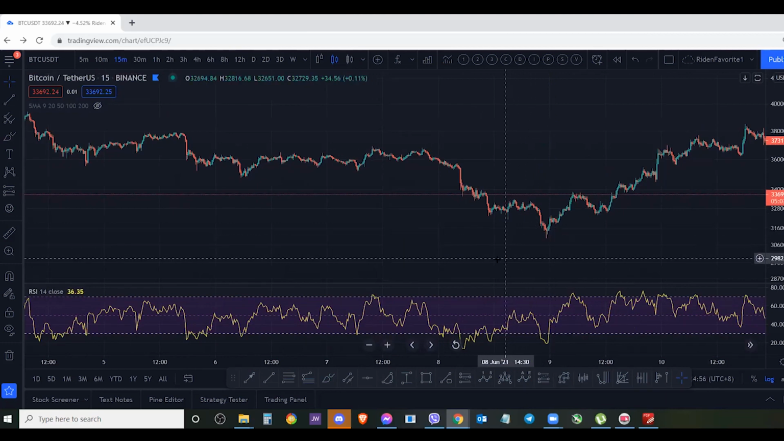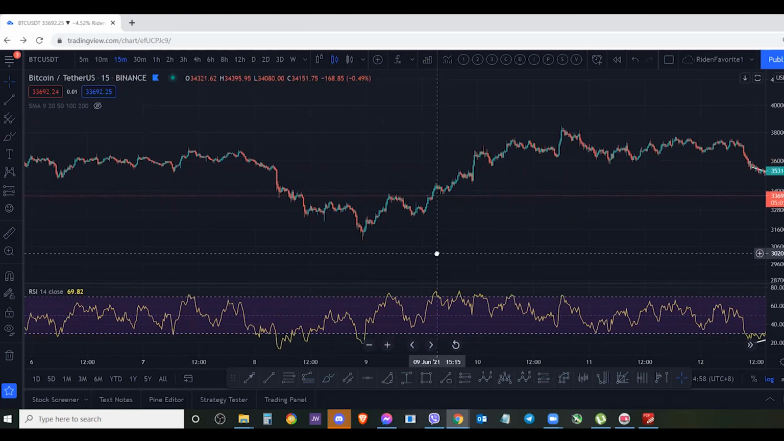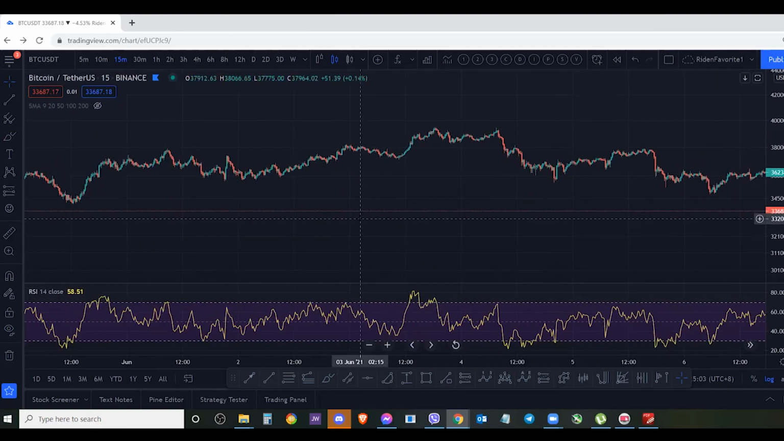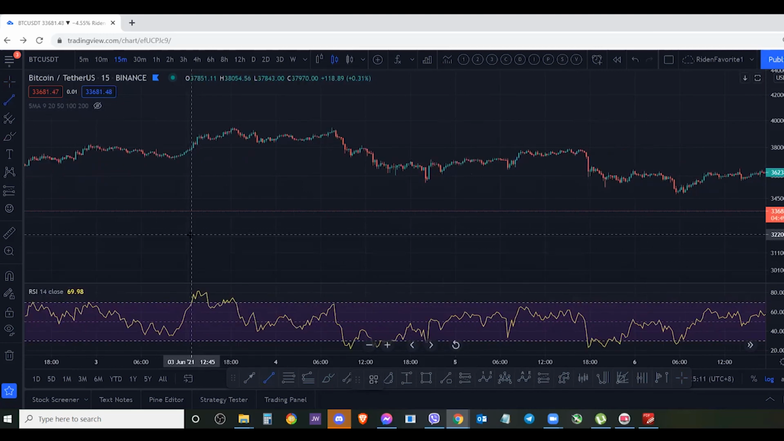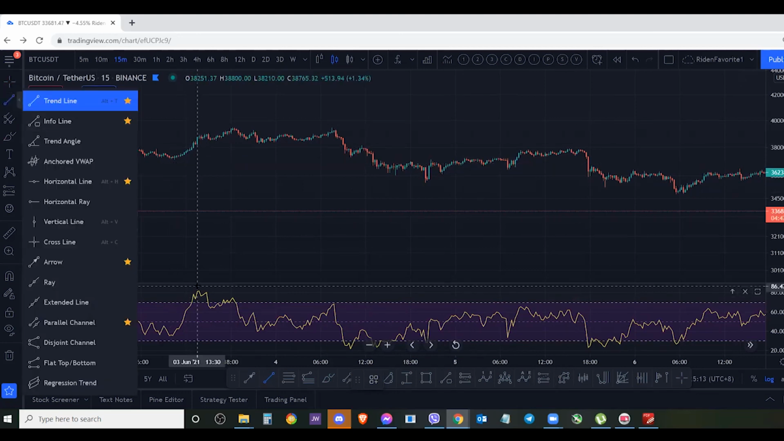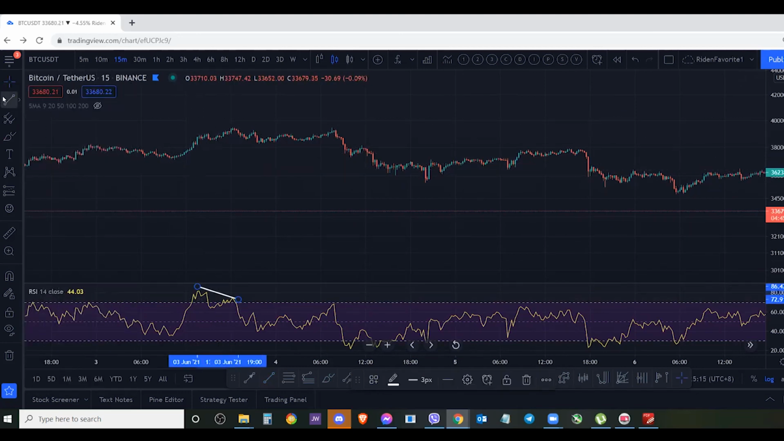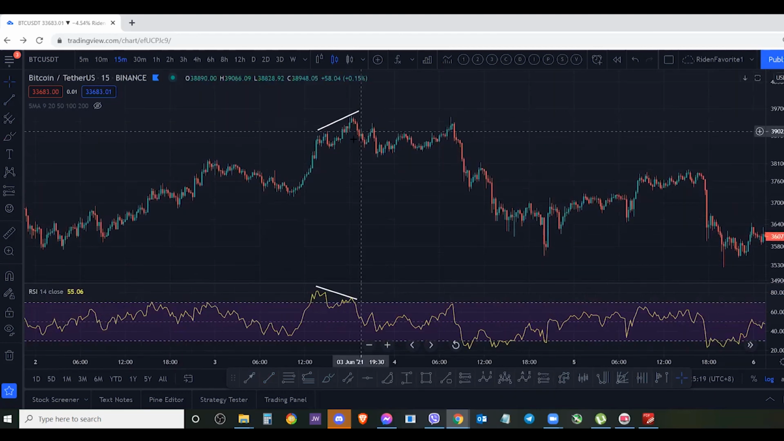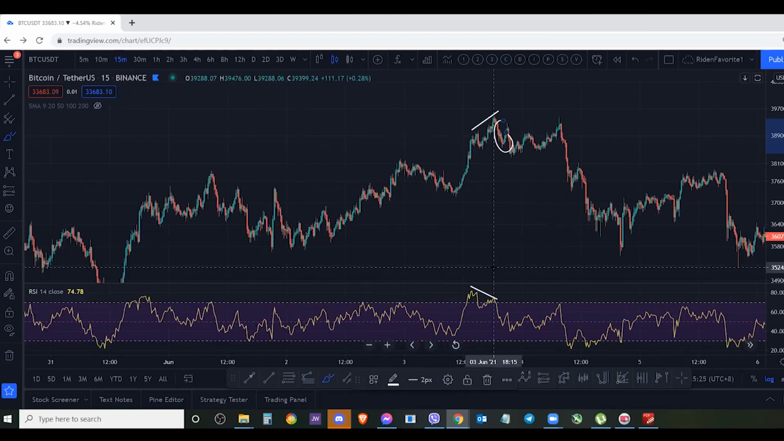Now we'll take a look at another divergence here. If we look actually from here, this one is a bearish divergence. Although the price goes down a little, we can still consider it.